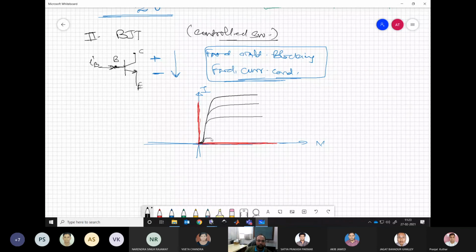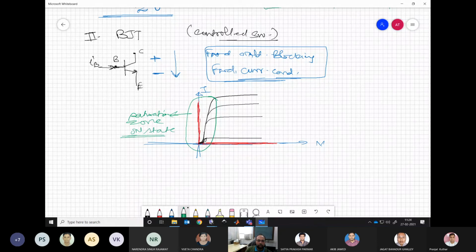And then something which is very close to the x-axis. So what do we call these two zones? One is this, which is very close to the y-axis. I am drawing it in a little exaggerated manner for visibility. So this is called the saturation zone, or it is the on state.